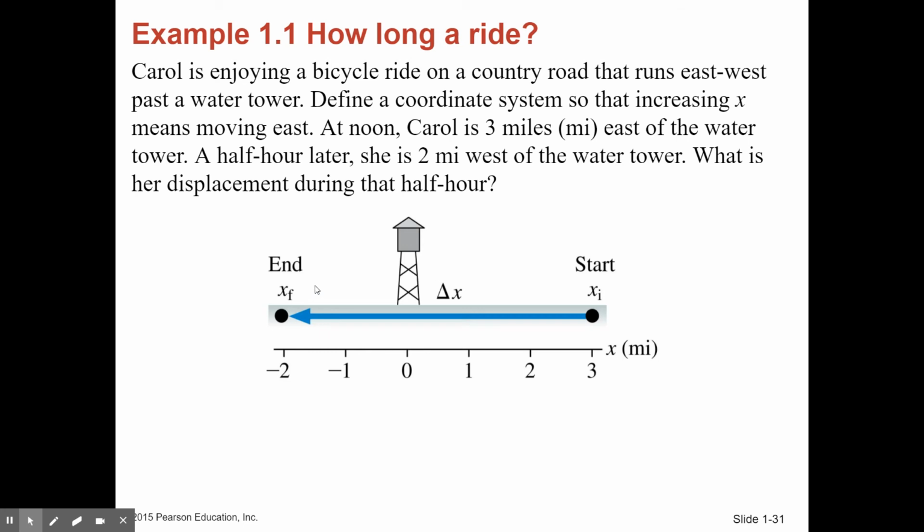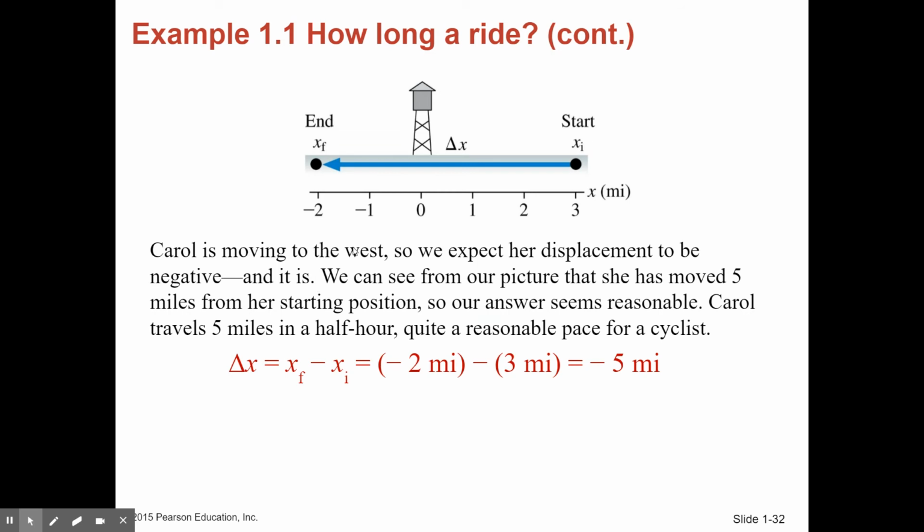If we go to the next slide, Carol is moving to the west, so we expect her displacement to be negative, because she's going this way, to the left if you're looking at the screen. We can see from our picture that she has moved 5 miles from her starting position. If you think about it, she starts here and she ends here. From here to here, that's 1 mile, there's 2 miles, this is 3, 4, and 5. So her distance is 5 miles. But then, 5 miles what? It's 5 miles to the left.